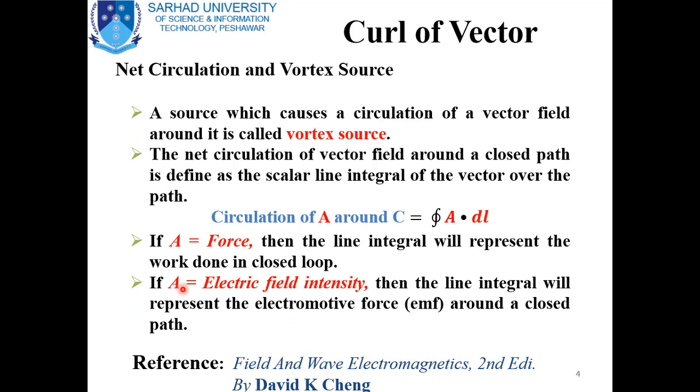And similarly, if A represents the electric field intensity, then the line integral will represent the electromotive force around a closed path, which is the potential difference. In some cases we call it a potential difference or the electromotive force. And again, if the line integral of E dot dl, the intensity multiplied with the length element, is equal to 0, then we can say that the field is a conservative field.